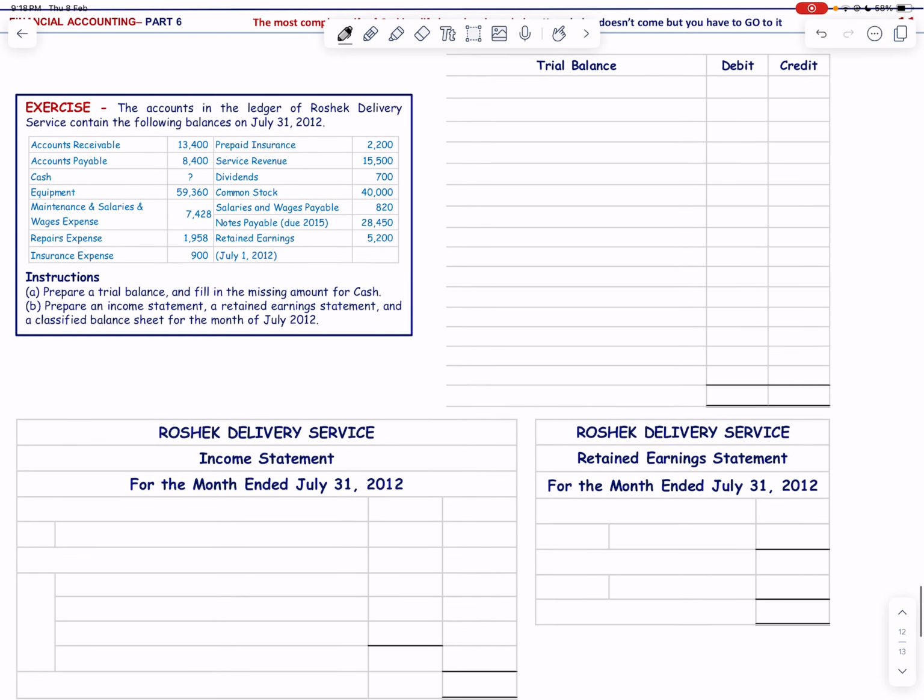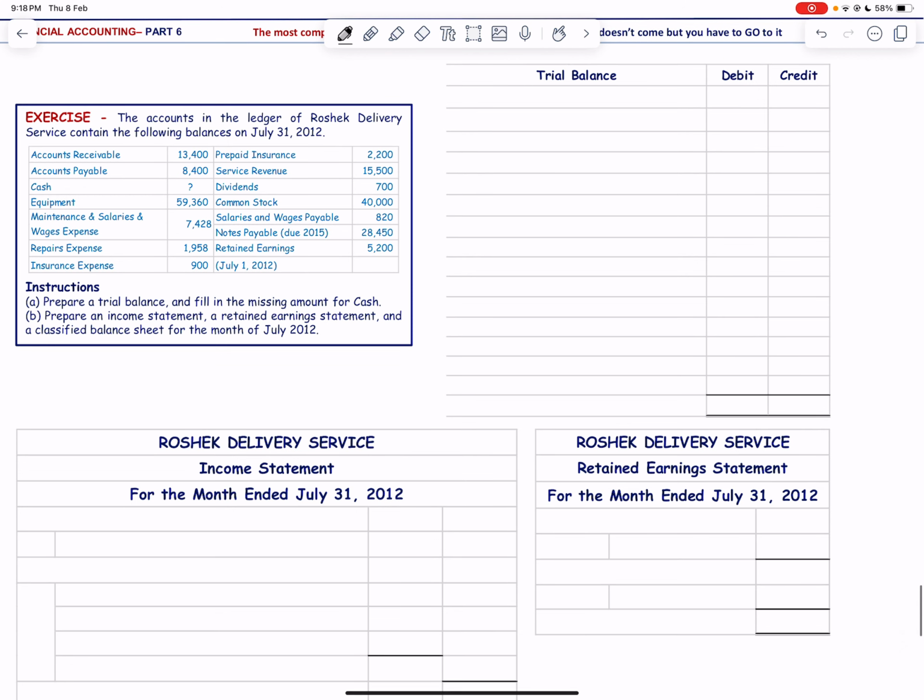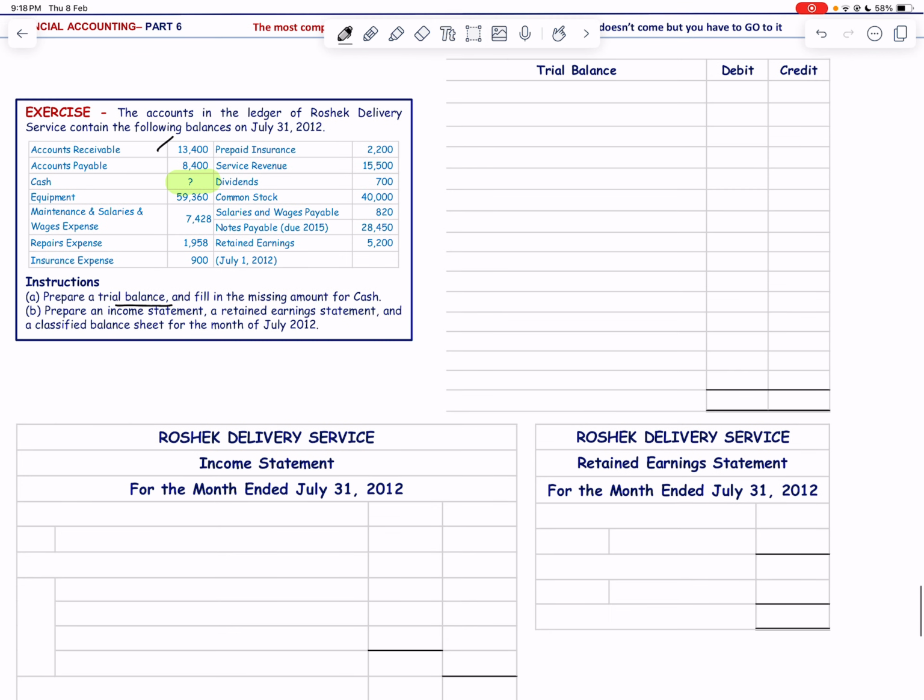And here we have the accounts, but we do not know the balance for cash. And now we have to prepare a trial balance and fill the missing amount for cash. So we have the trial balance over here, and we start with accounts receivable. Accounts receivable, obviously this is an asset, it will have a debit balance. Accounts payable is 8,400. For cash, we do not know, we have to find out this value.